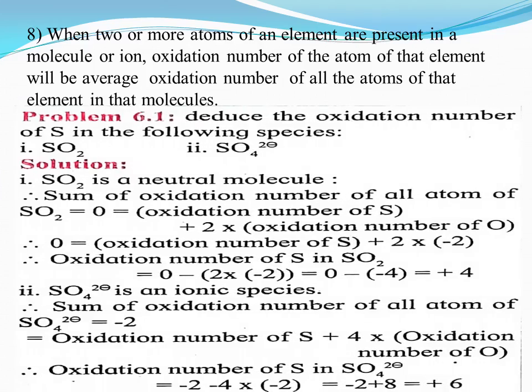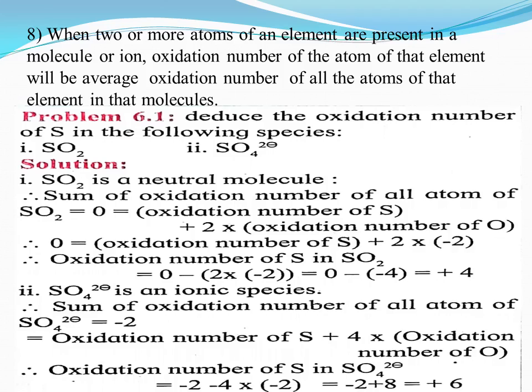Now see a problem over this. Deduce the oxidation number of sulfur in the following species. First example SO2, second example SO4 2-. See the solution of first example. SO2 is a neutral molecule. Therefore, the sum of oxidation numbers of all the atoms of SO2 is equal to 0, which is equal to the oxidation number of sulfur plus 2 into the oxidation number of oxygen.